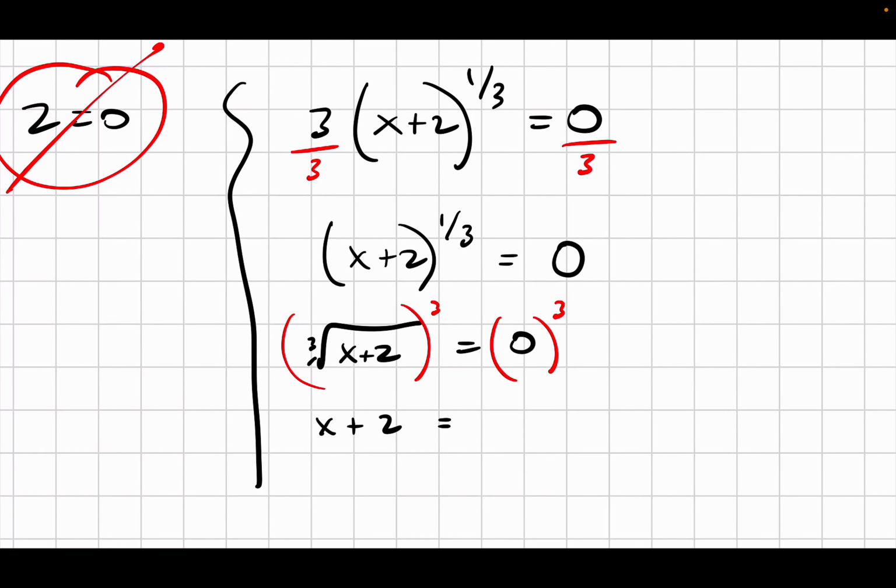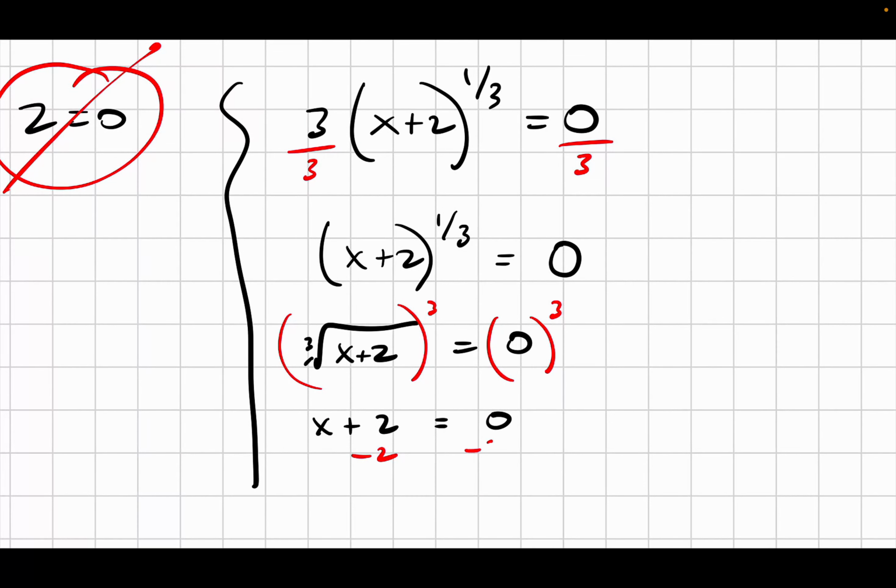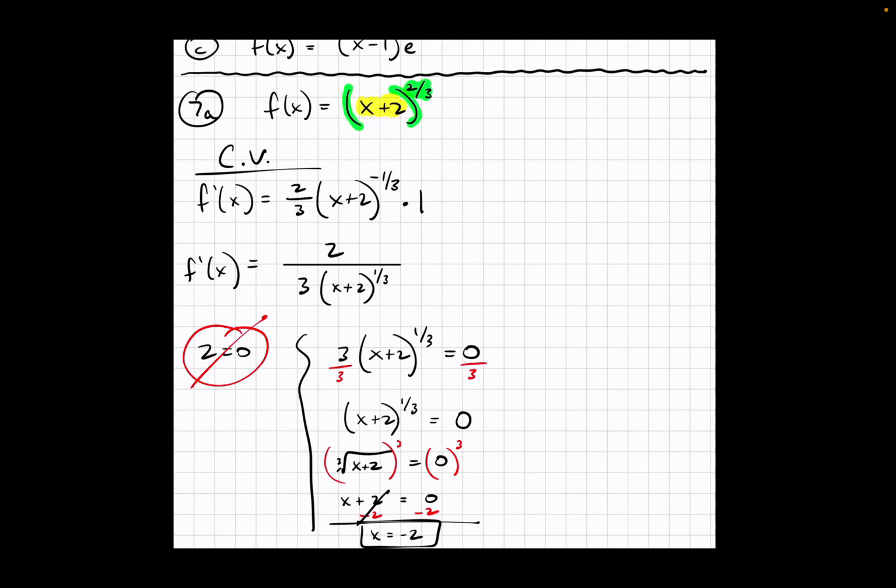What's the cube of 0? What's 0 times 0 times 0? 0. I got rid of the hard part. Now just subtract 2 from both sides. So I got one critical value, and that was at -2.